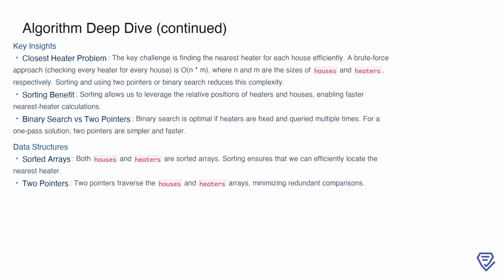If the heaters are fixed and queried multiple times, binary search is optimal because it allows us to find the closest heater in logarithmic time. However, for a one-pass solution, the two-pointer approach is simpler and faster. The sorted arrays and two-pointers work together to minimize redundant comparisons, making the algorithm more efficient overall.